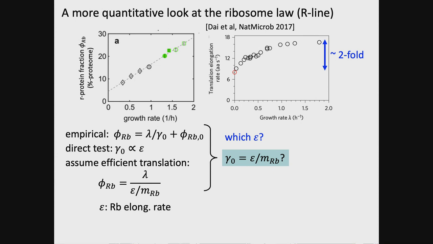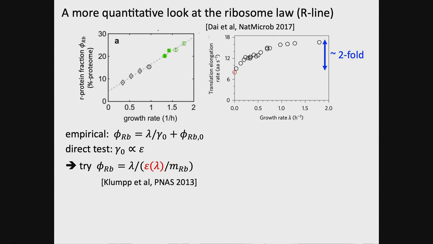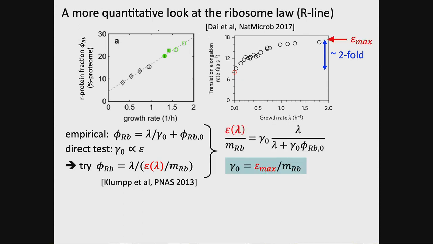Right, so then you certainly cannot put an equality here. I mean, which elongation rate are we talking about? Okay, so then the next thing we try is this. We say, okay, fine, the elongation rate is not a constant, but it's a function of the growth rate, right? But let's suppose it's a function of growth rate, then let's just put these two equations together and see what we get. Right? And when you do that, you get another Michaelis relation. Okay, you get the Michaelis relation between the elongation rate and the growth rate.